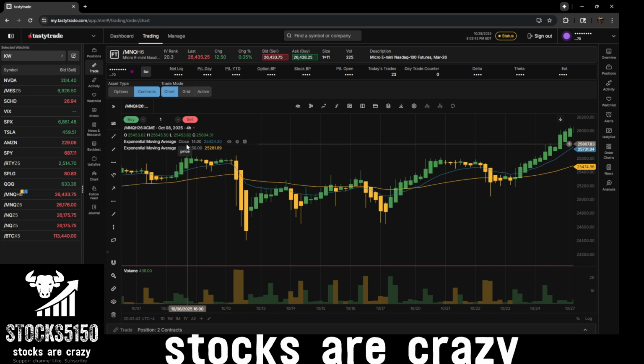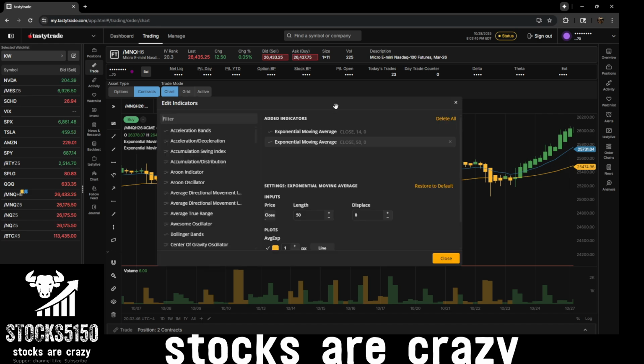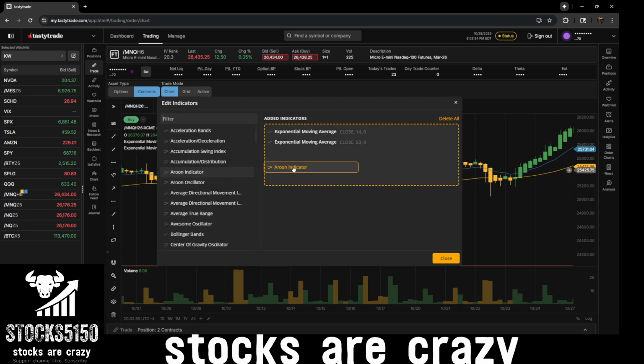You set up your EMAs. If you don't know where that's at, you go to your indicators, and you should be able to type them in and then slide them over. Like so, if I just select this, the box comes up, and I can drag it over here. This is on Tasty Trade, and then I would have that indicator. We've got our exponential moving averages. I got a 14 and I got a 50, and that's what we're trading with.